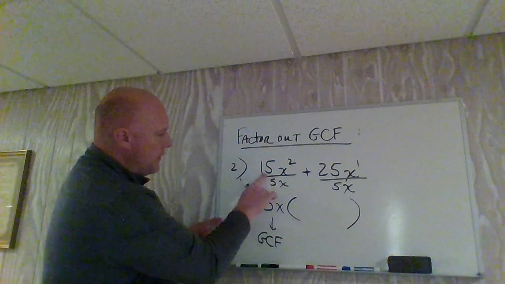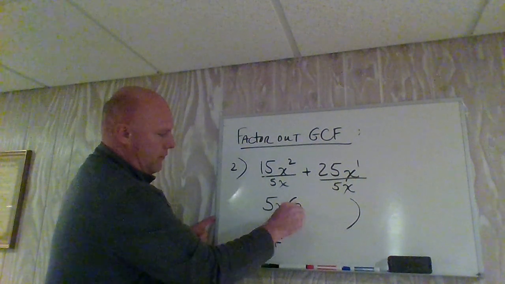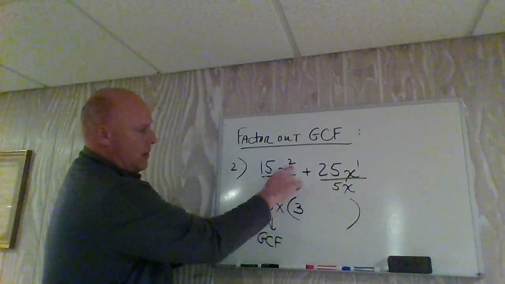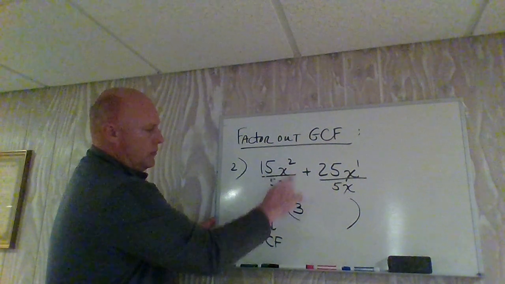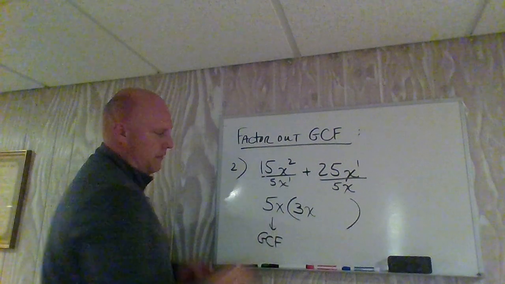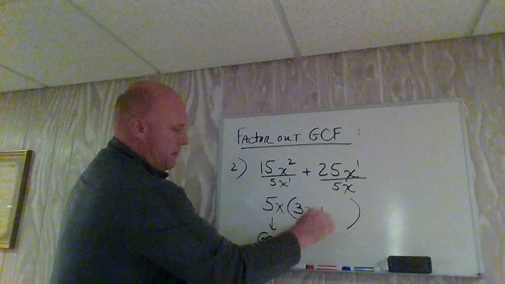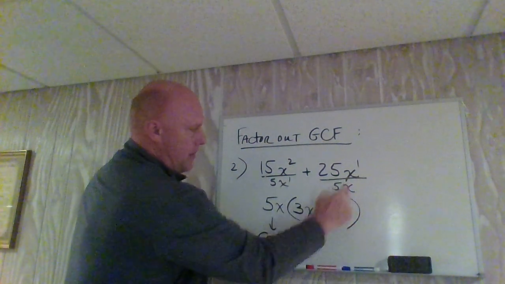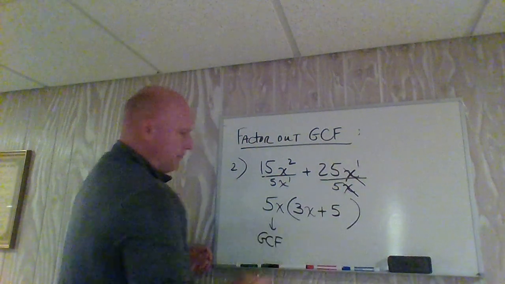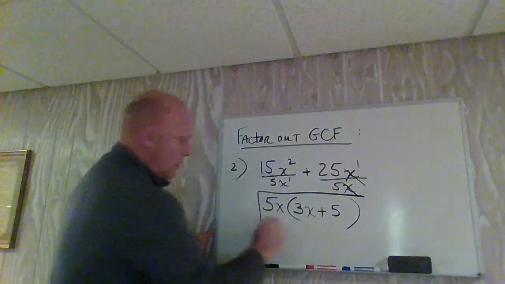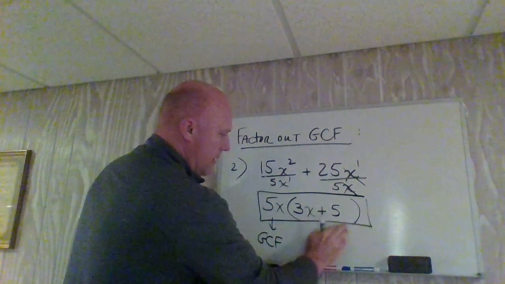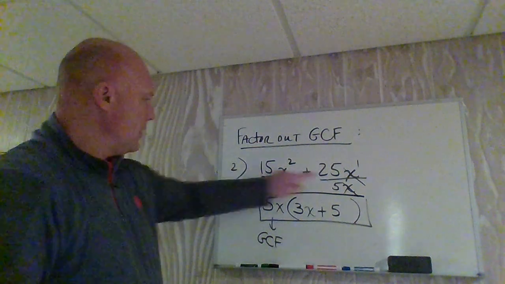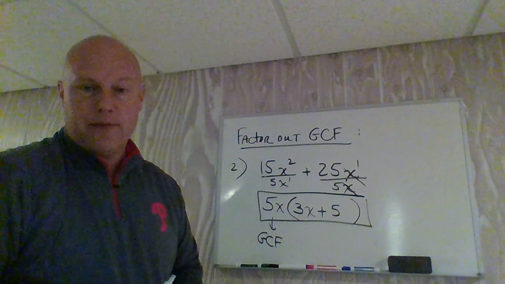So 15 divided by 5 would be 3. X squared divided by x to the first, and you know from your exponent rules, you subtract those, so you just get x to the first, plus 25 divided by 5 would be 5, and x divided by x, those can cross out. So this would be your completely factored form of the original expression, 15x squared plus 25x.